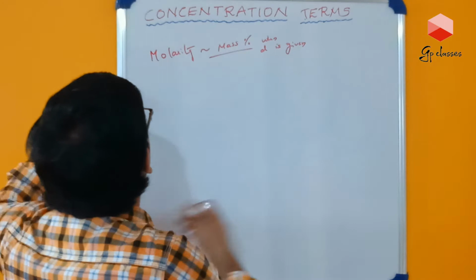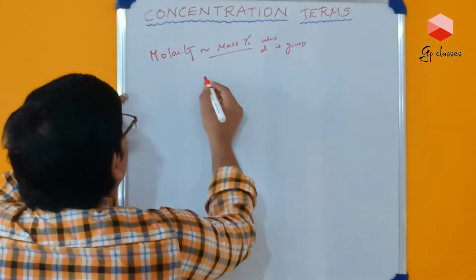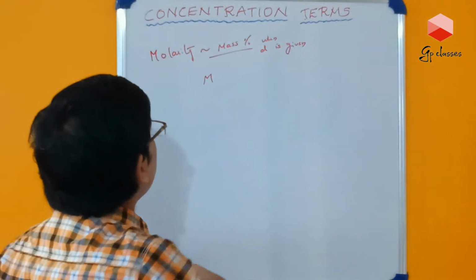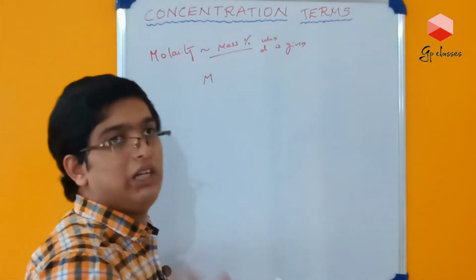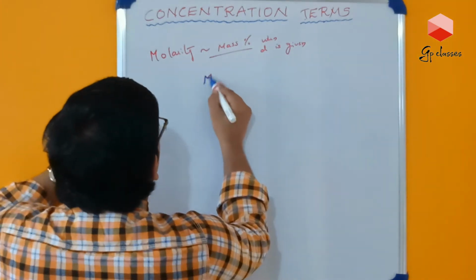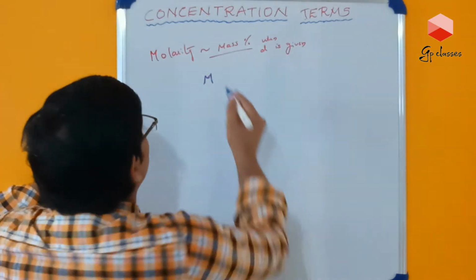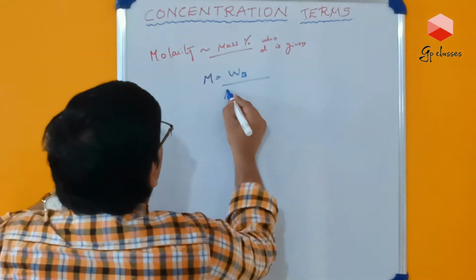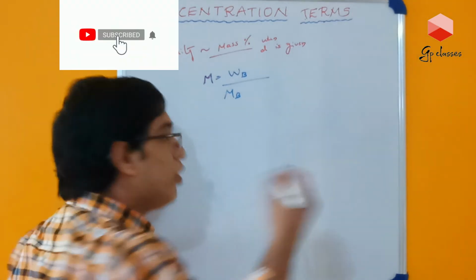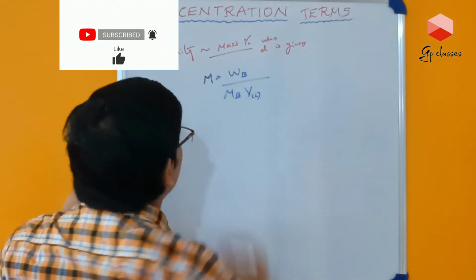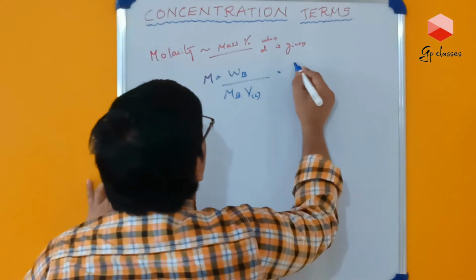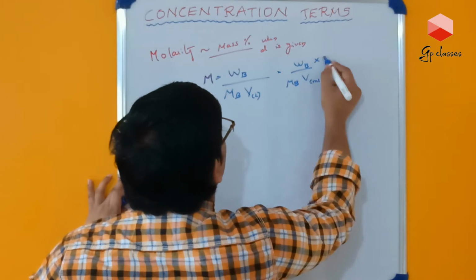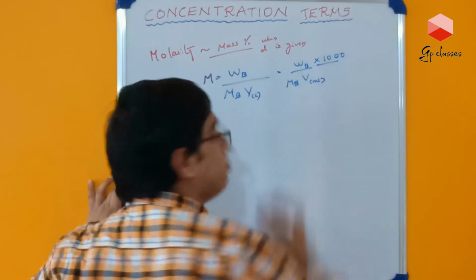You know what molarity is? Molarity is denoted by capital M. Molarity is the number of moles of solute divided by the volume of solution in liters. The number of moles of solute is the weight of solute, WB, divided by the molar mass of solute, MB, into the net volume of solution in liters. If you are taking milliliters, I can write WB by MB into volume in milliliters and multiply the numerator by 1000.